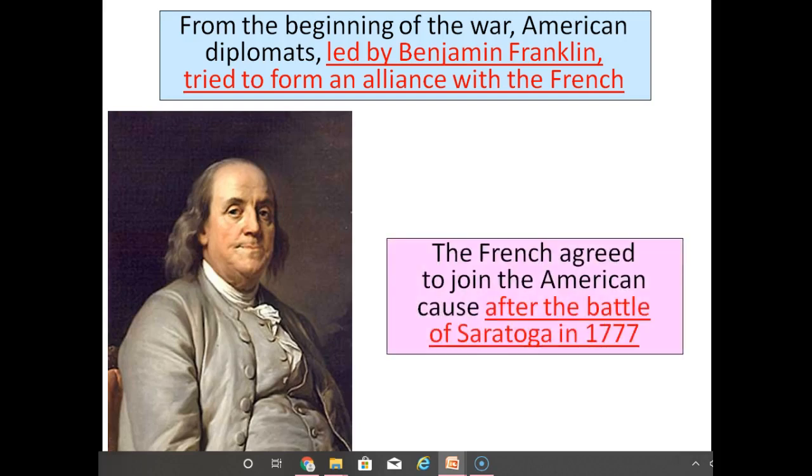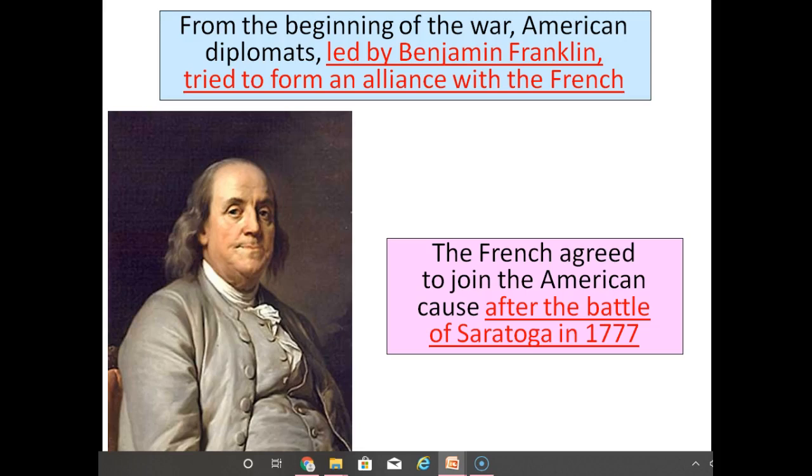Finally, the French agreed to join America after the Battle of Saratoga, which took place in 1777. So I said there are 3 battles you need to know. The first battle was Lexington and Concord. The second battle is the Battle of Saratoga.